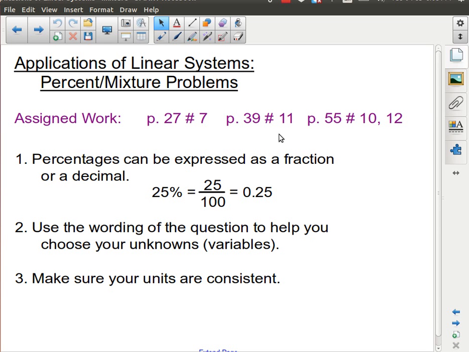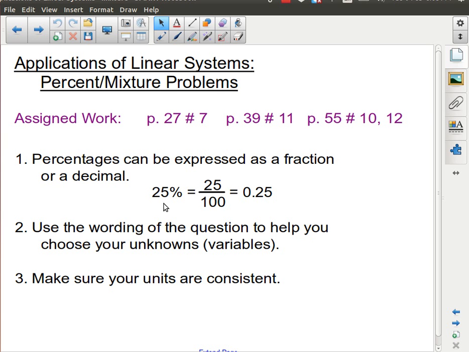For this lesson, we're going to be looking at a specific type of problem that can often be solved using a system of linear equations. Sometimes it's referred to as a percentage problem, sometimes it's a mixture problem, and that's based on how the values are given to you in your question.